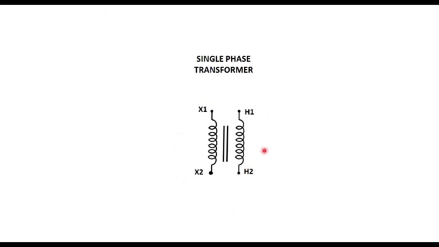Yung una po yung kanyang high voltage winding ito. Ang kanyang terminal is H1 at H2. Yung pangalawa po naman yung kanyang low voltage winding, ito naman po yon. Ang kanyang terminal ay X1 at X2. Ito naman pong nasa gitna, ito po yung transformer core. So bali po yung low voltage winding ay isolated sa high voltage winding.